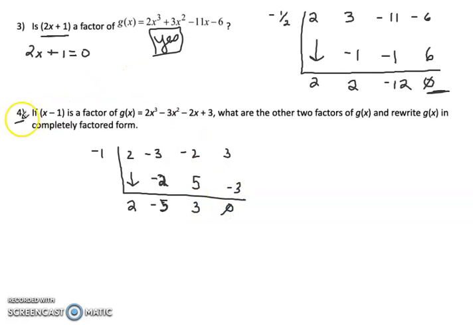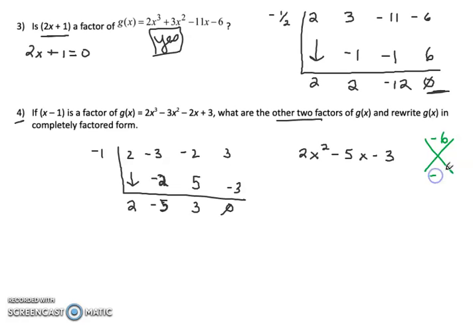And see, we were told it is a factor, so I was expecting to not see a remainder here. And then we have a 2x squared minus 5x minus 3. But see, we want to get the other two factors, which means we don't get to stop here. So I have to actually keep going.